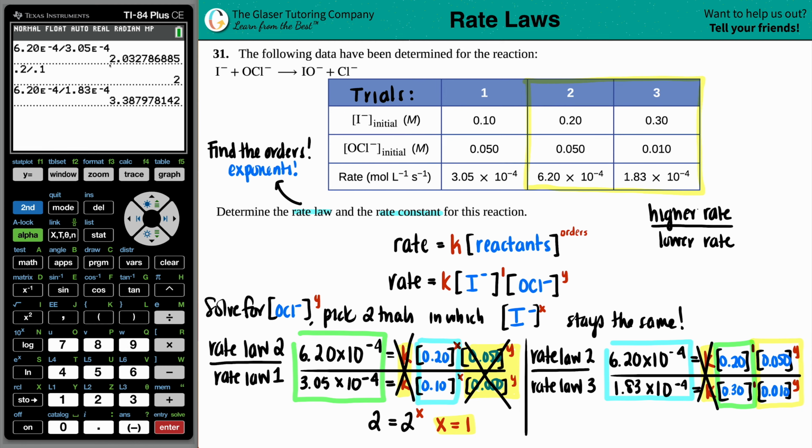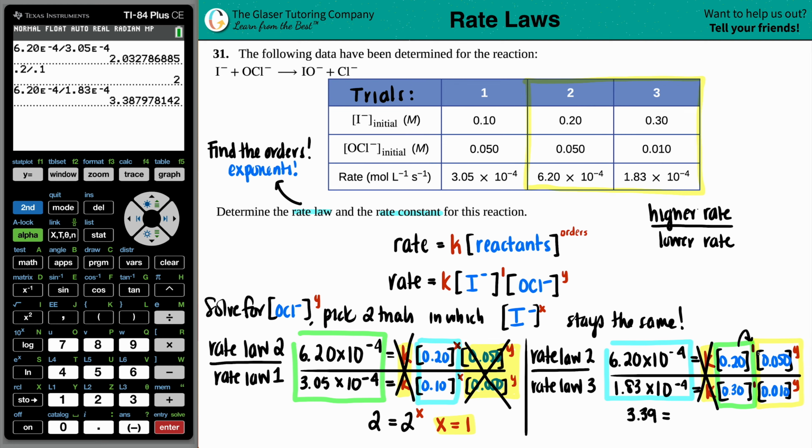The other one, you see how the other one was like 2.0? That's a 2. This is 3.38 something. I can't just say, hey, that's a 3. So I'm just going to put down the decimal. I'm going to say, okay, 3.39, I guess, equals, now let's do this.